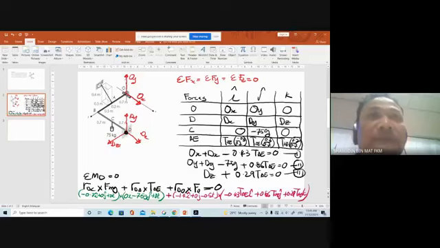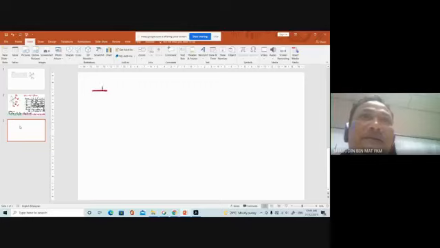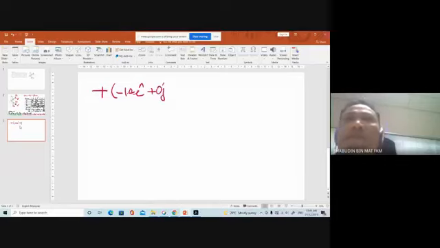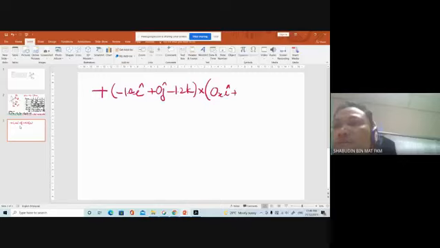So it is going to be negative 1.4 I plus 0J minus 1.2K, cross product by OX and OY. So it's going to be a plus here: negative 1.4 I plus 0J minus 1.2K, cross product by OXI plus OYJ plus 0K. Do you agree with me?